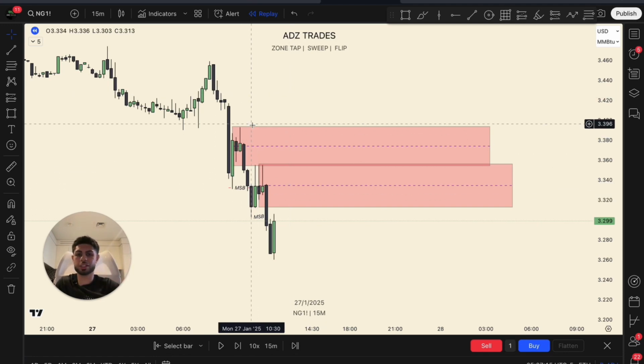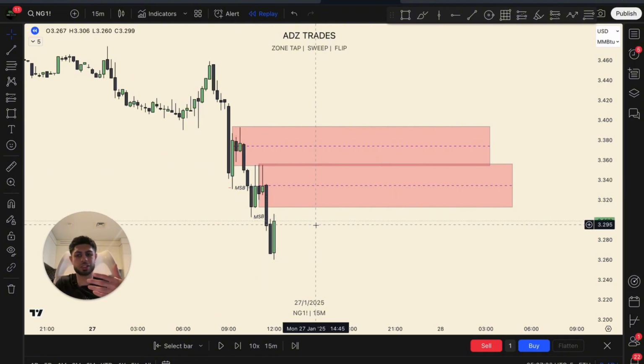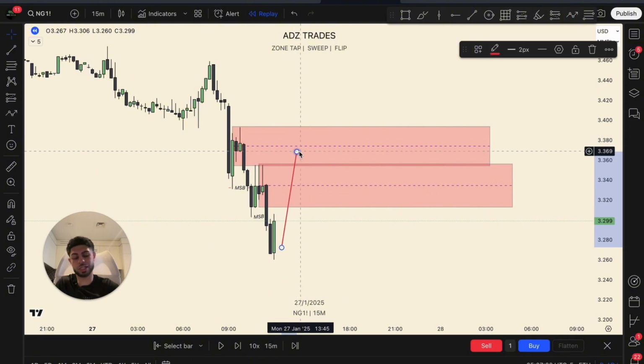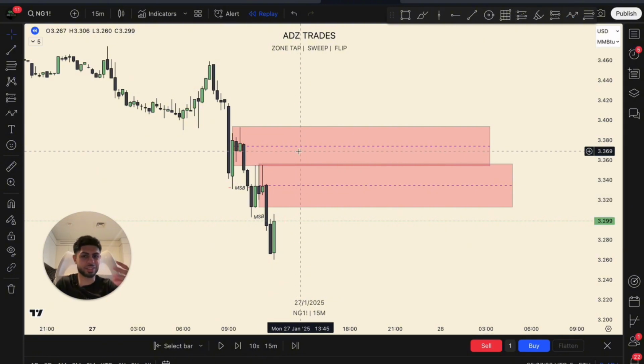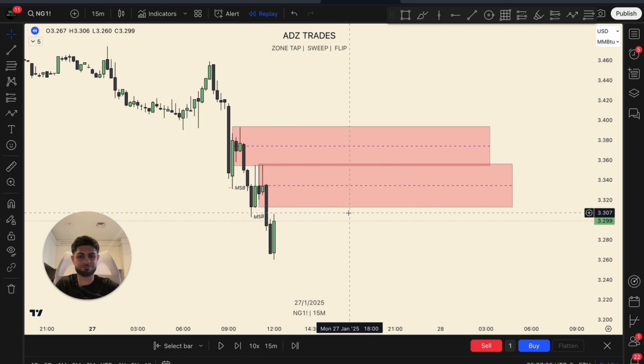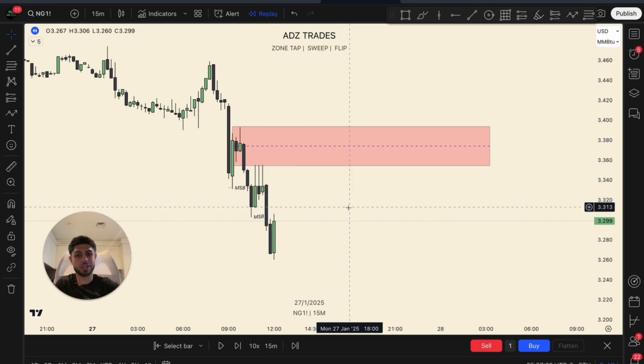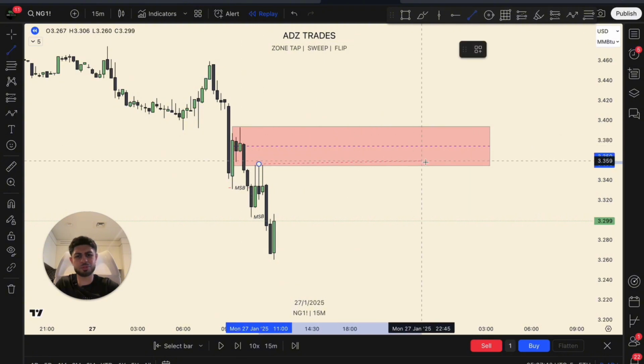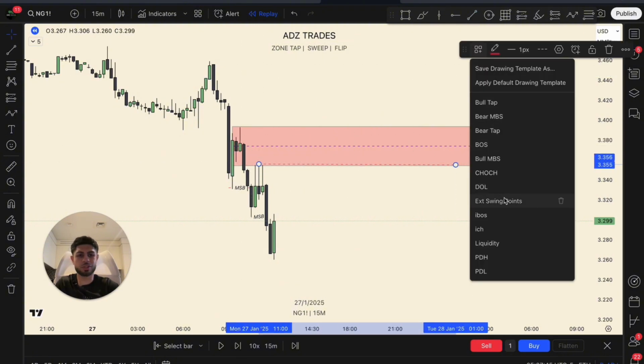Well, this one is responsible for breaking structure. That's valid. This one is responsible for breaking structure. That's valid. Unmitigated. Has price returned yet into this zone? No, that's valid. Has price returned yet into this zone? No, that's valid. The third one, liquidity. Have we got any liquidity resting below this zone? No, we do not. Have we got any liquidity resting below this zone? Yes, we have these beautiful triple equal highs.